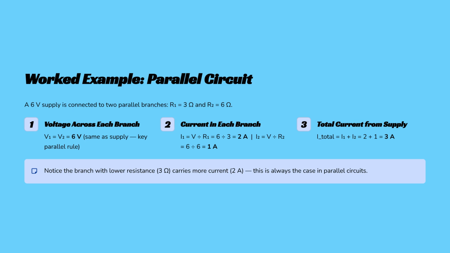For a parallel circuit, remember that the branch voltage equals the supply voltage. Calculate the current in each branch individually using Ohm's law. Once you have those, simply add them together to determine the total current drawn from the supply.